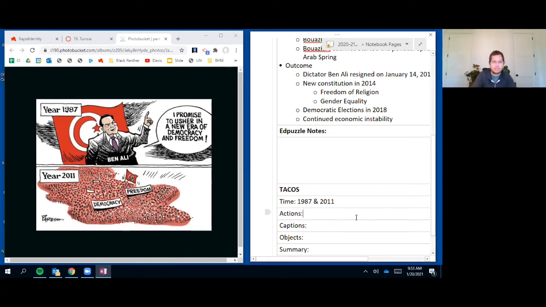Actions. What actions do you see? What do you see in the top? What does it look like he's doing? Yeah, I think he's making a speech, right? And the top. What about in the bottom? What's going on in the bottom? Yeah, speech on the top, protest on the bottom. Good.